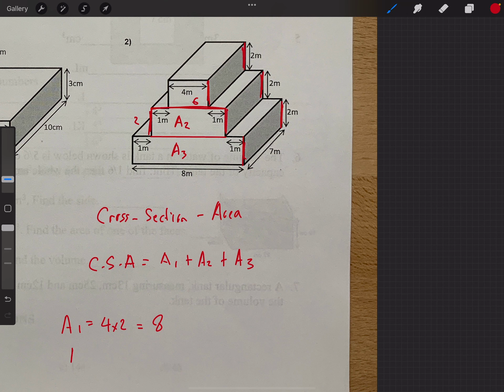So let's look at A3. We know that this is 6, from here to here. Then you've got another 1 here, 7, plus another 1 here is 8. And it tells you right there that that's 8. And this is another 2 this way. So therefore, A3 equals 8 times 2, which equals 16. Now we're going to add these all together. So the cross-section area is equal to 36 centimeters squared. This is just an area.